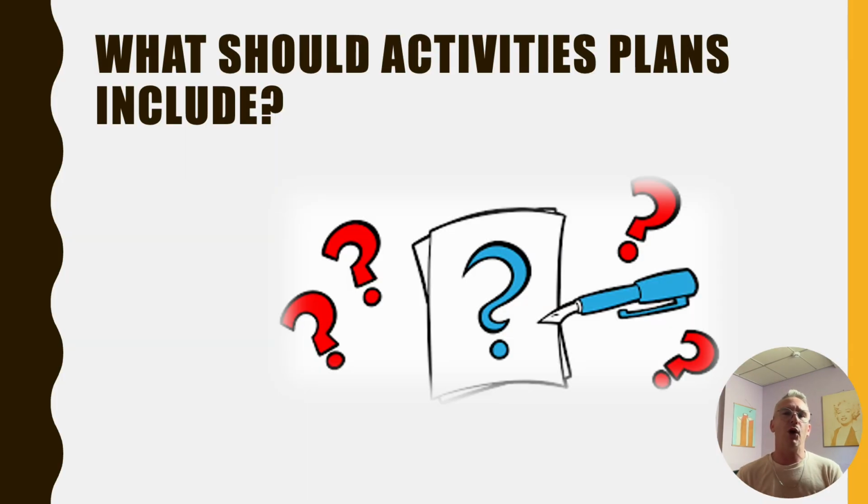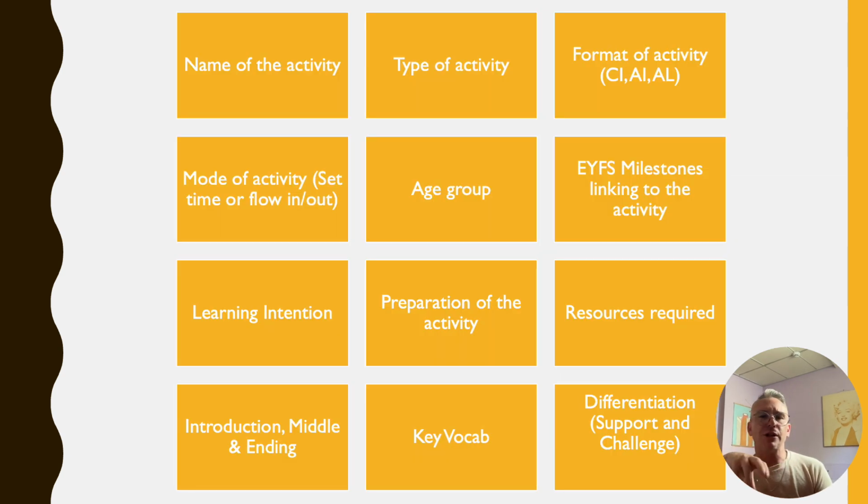Okay, so just moving on and thinking what else should be included in an activity plan. All I'm going to do now is just remind you of those categories that should be included. So obviously the name of the activity, the type of activity that it is, the format of the activity. We already said that at the beginning, whether it's child initiated, adult initiated, or adult led. The mode of the activity, whether it's set time or flow in, flow out, the age group that it's for, linked to a developmental milestone, absolutely.